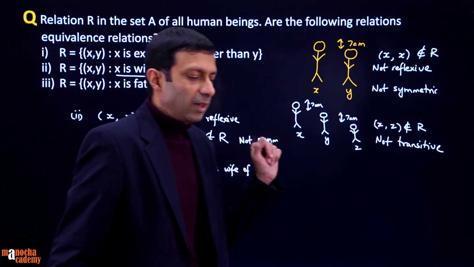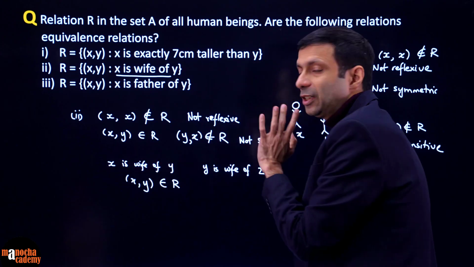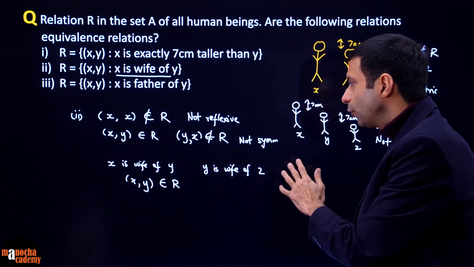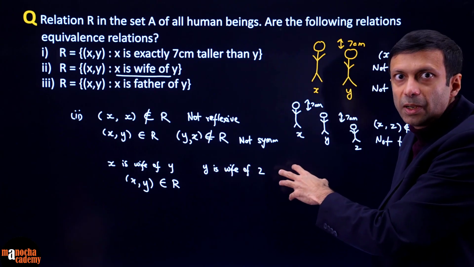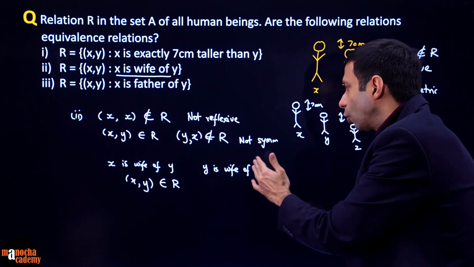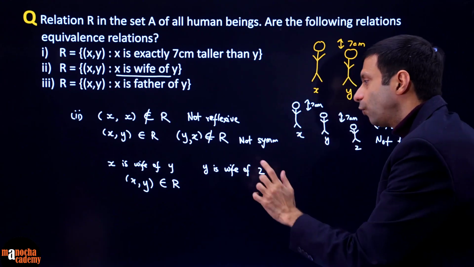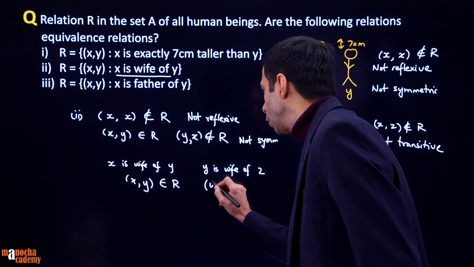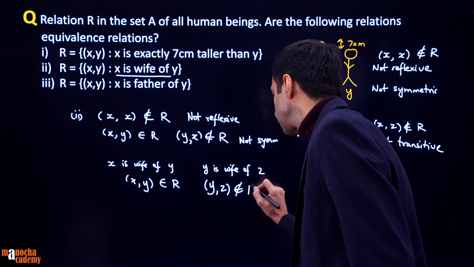See, the problem here is x is wife of y, that means x is female, y is male. Now if I say y is wife of z, this is a male. Male cannot be wife of z, right? By our language, male cannot be the wife of z. So here this will be wrong. That means y comma z does not belong to the relation. It cannot be part of the relation.